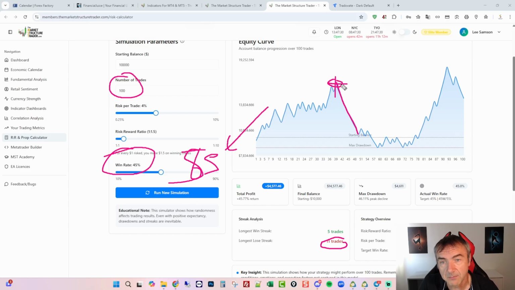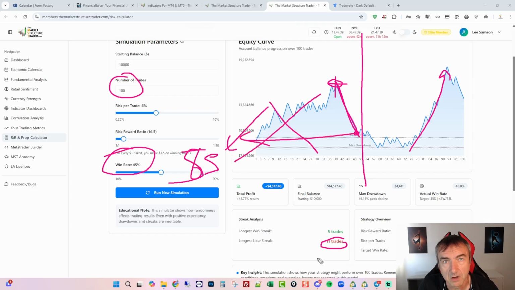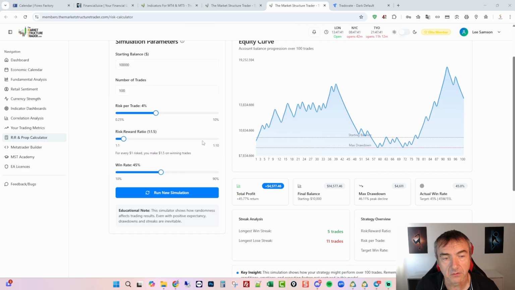Can you imagine having your P&L go from there to there? If you stick with it, that is what's going to happen. But what most people will do is dump the strategy there because it doesn't work. This is where backtesting is going to help you, and specifically the risk-reward calculator.